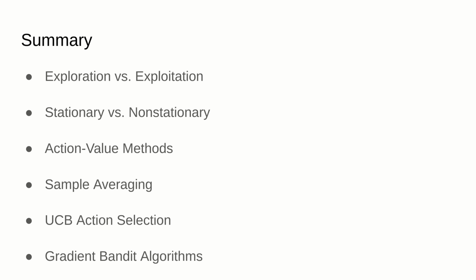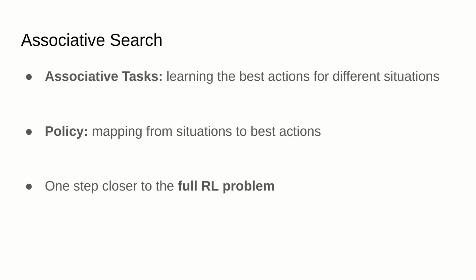And lastly, gradient bandit algorithms are an alternative to action value methods that focus on learning a preference for each action over each other instead of an estimation for the value of actions. The variations of the K-arm bandits problem we've seen thus far have been non-associative, which means that we haven't had to associate different actions with different situations.